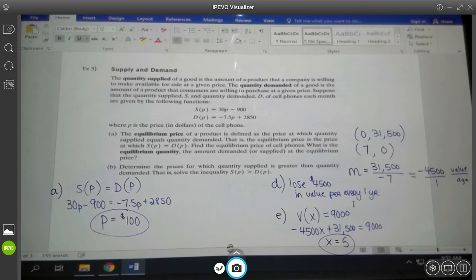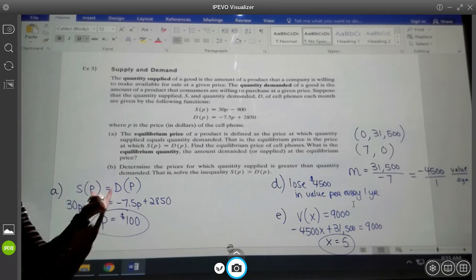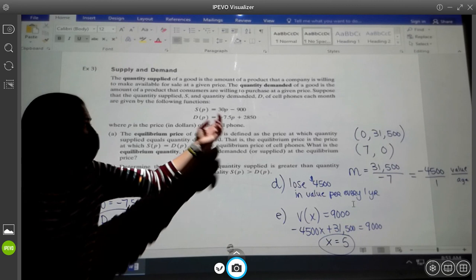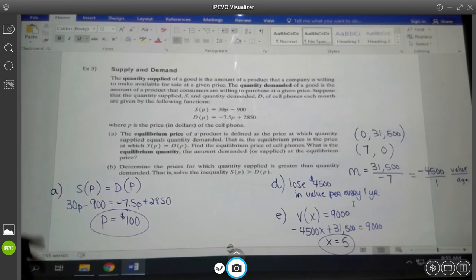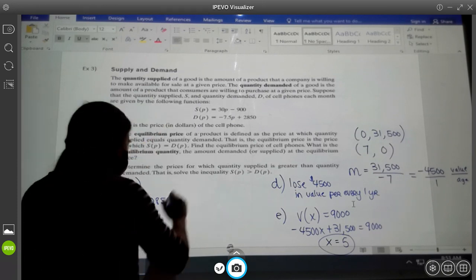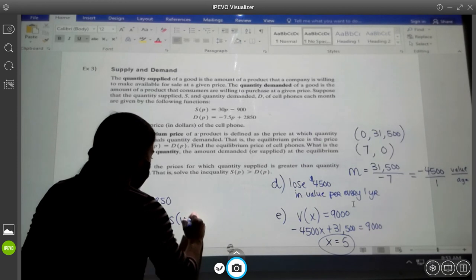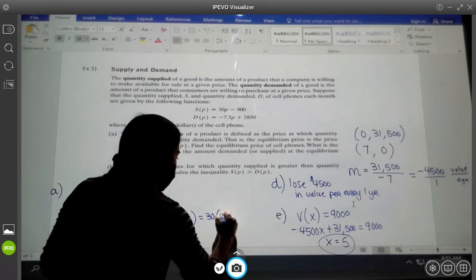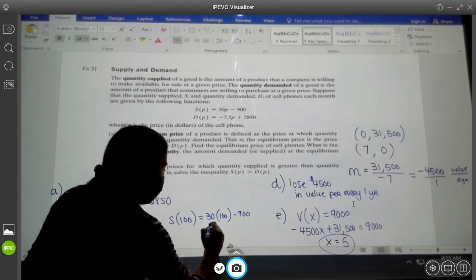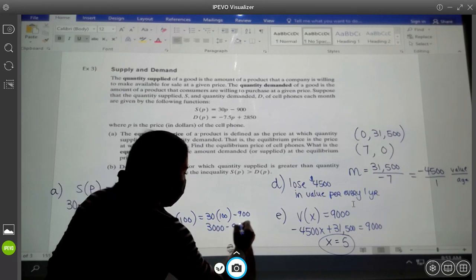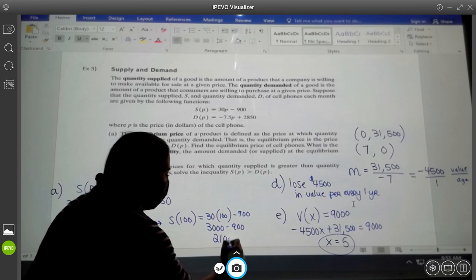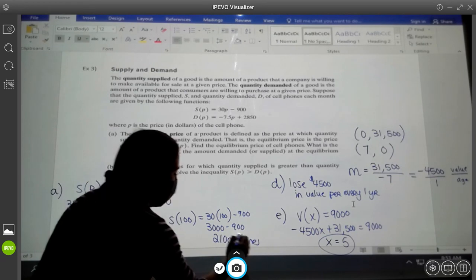So pick your favorite, plug 100 in as the price, and see what the number of cell phones will be. I like S of P better, so I'm going to plug 100 into that. So you're going to get what? 3,000 minus 900, and you get 2,100 phones. So when you sell a phone at $100 each, the company will supply 2,100, and the demand by the consumer will be 2,100 phones.